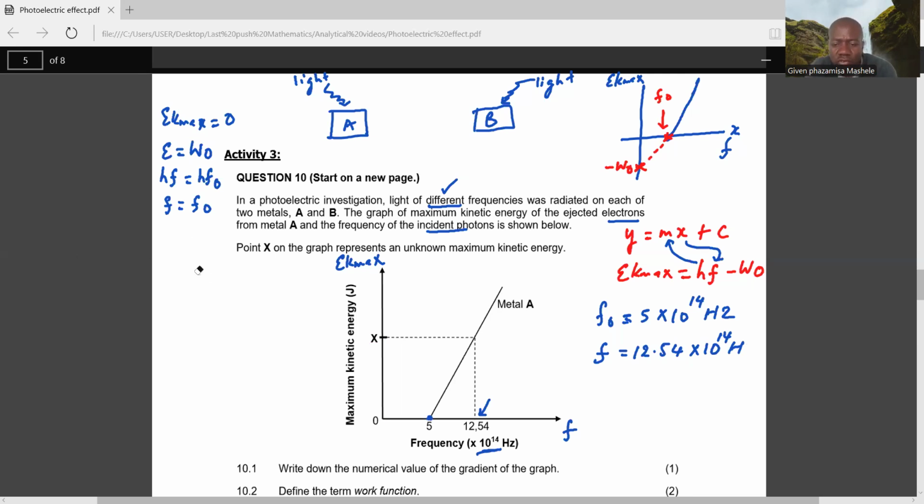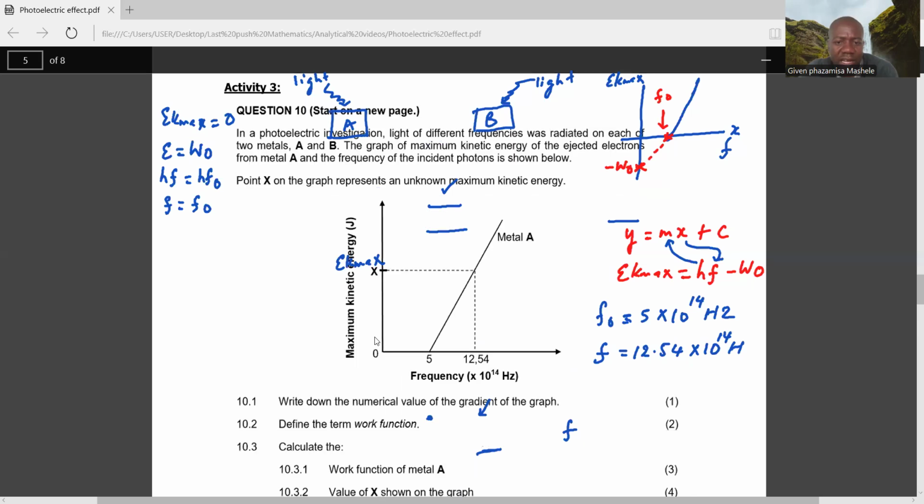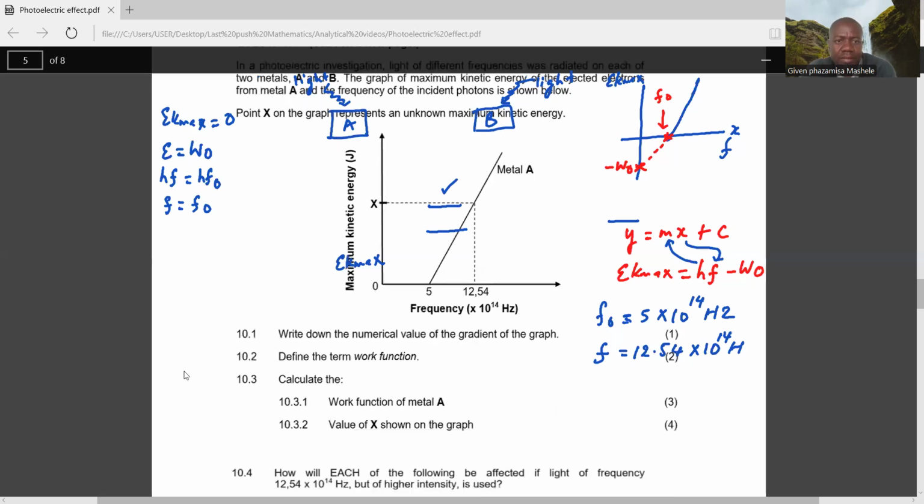Right now, let's go through this question. The first question says, write down the numerical value of the gradient of this graph. What did I say? When you have a kinetic maximum against frequency graph, once you calculate the gradient, it will be Planck's constant. But since they say write down the numerical value, you're going to say Planck's constant is 6. Actually, you can say the gradient.